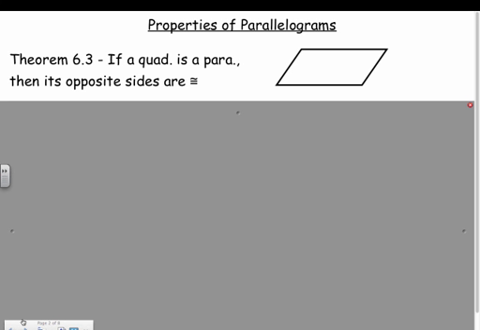Here are some of the properties of parallelograms. Our first theorem: if a quadrilateral is a parallelogram, that's what my little abbreviation here is, so if I have a four-sided shape and I'm saying it's a parallelogram, I know that its opposite sides are congruent. The left and the right ones would be congruent, and the top and the bottom would be congruent to each other. So opposite sides are congruent.